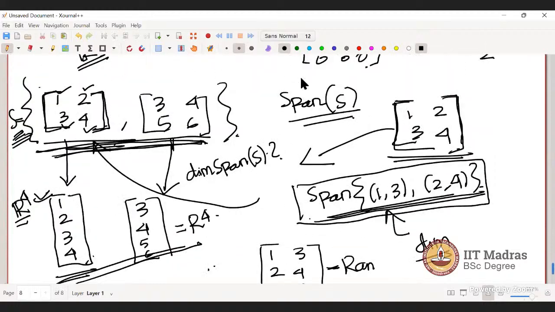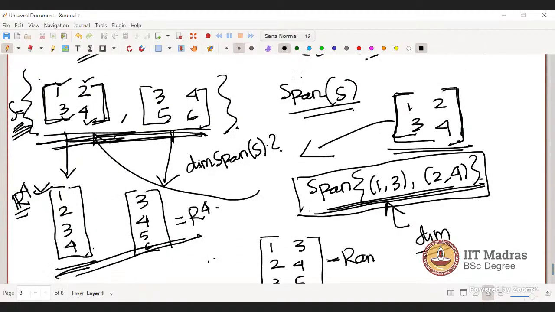Here there are 1, 2, 3, 4 and 3, 4, 5, 6. These are two matrices, but how do I look at this as a vector space? No, I'm not taking a vector space. I'm taking just the span of these two elements. The span of a set is a vector space, which is all the possible linear combinations of these two elements. I'm trying to compute the dimension of that space, the span of S.